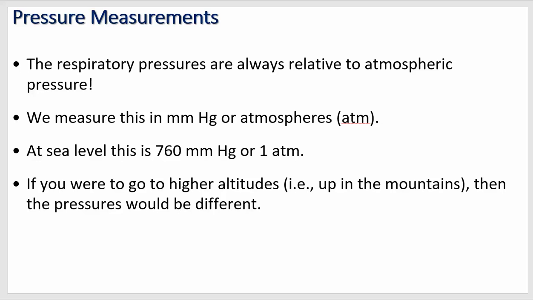All right, so pressure measurements. Respiratory pressures are always relative to atmospheric pressure. So atmospheric pressure is the pressure that's around us right now. We have air sitting on top of us and pushing on us all the time. We make it easy on ourselves and say, okay, standard temperature conditions at sea level, it's 1 atmosphere. We just call it 1 atmosphere, and if it's less than that, it's less, and if it's more than that, it's more. But we set that as our standard of 1. But that is equal to 760 millimeters of mercury.